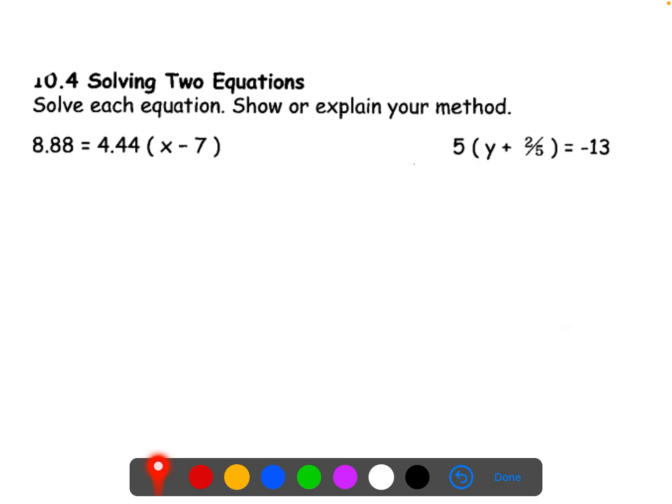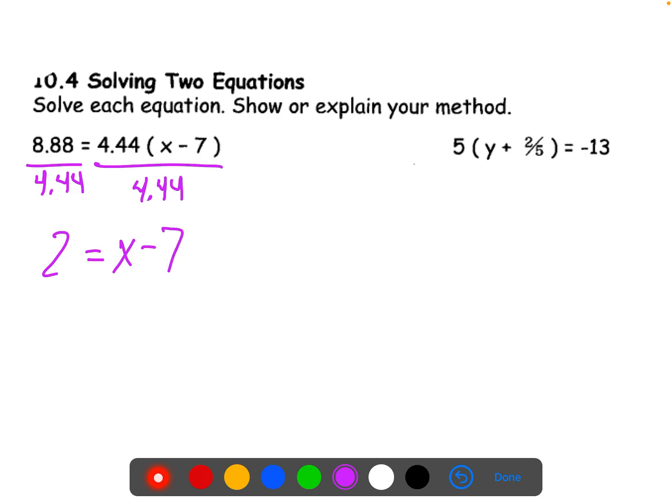All right, in this one, I certainly think it would be better, seeing how these two numbers, our total here and this factor, work well together, to get rid of that first. So divide by 4.44. Do the same here. And that's going to be 2 equals, let's see, where am I? x minus 7. Now we'll just add 7, and x equals 9. Not bad, something you can do without a calculator. On to the next one.